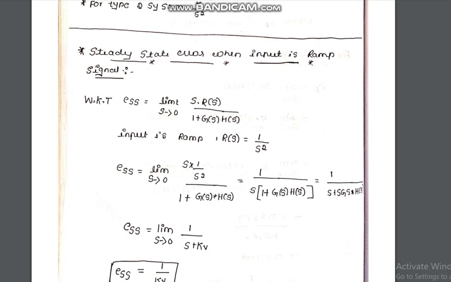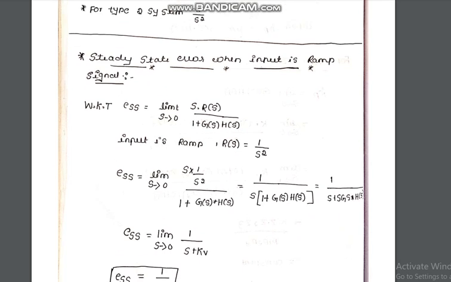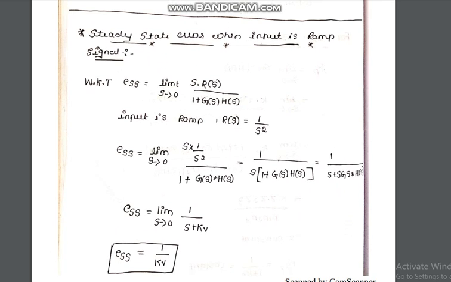Steady state error where the input is a ramp signal. So ESS is equal to limit s tends to 0 of s into R(s) divided by 1 plus G(s)H(s). Input is ramp means R(s) is equal to 1 divided by s square. So I can write ESS is equal to limit s tends to 0 of s into 1 divided by s square divided by 1 plus G(s)H(s). After the simplification, I will get 1 divided by s plus s into G(s)H(s).